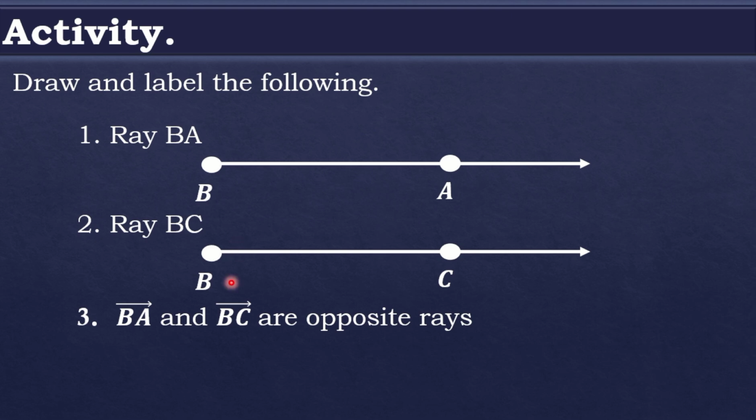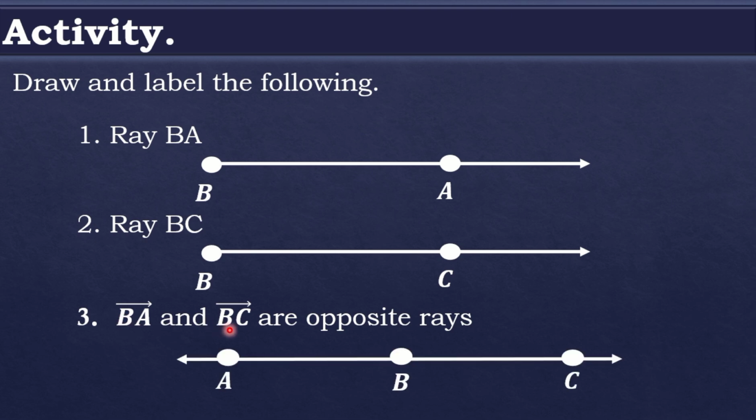So next, how are we going to illustrate ray BA and ray BC are opposite rays? So since sinabi dito opposite rays, dapat meron silang common endpoint. And as you can see, B ang endpoint nito as well as here. So B rin po ang endpoint niya. So how are you going to illustrate this? Ito po siya. So BA and BC are opposite rays.